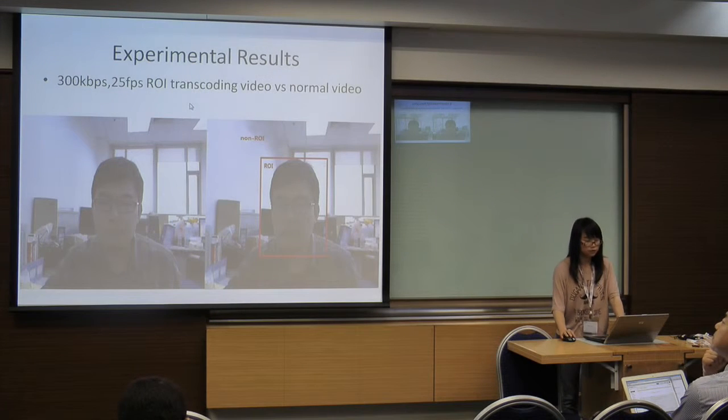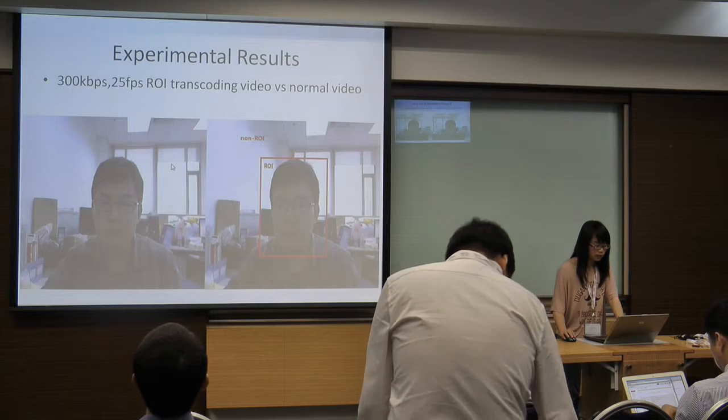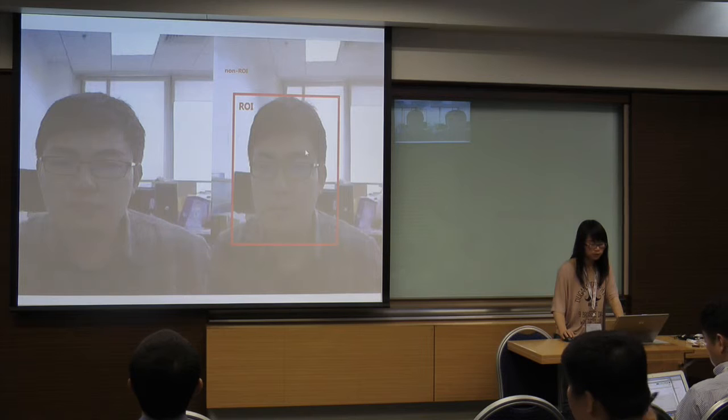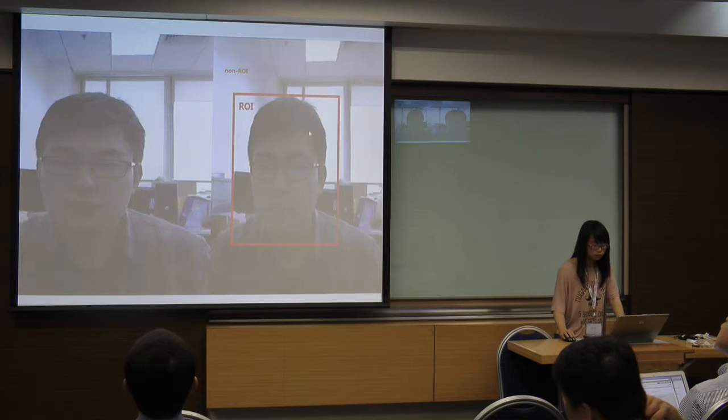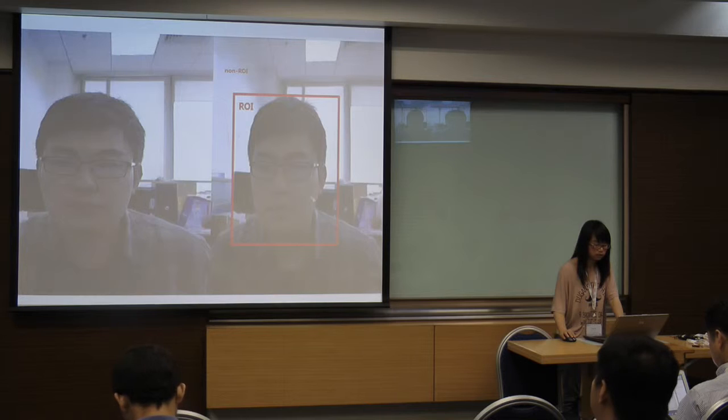So finally, we do the experimental result. The bit rate is 3 kbps and the frame rate is 25. And this is the ROI transcoding video and normal video comparison. And this is part of that. We make sure that the ROI's video quality is better than the non-ROI.